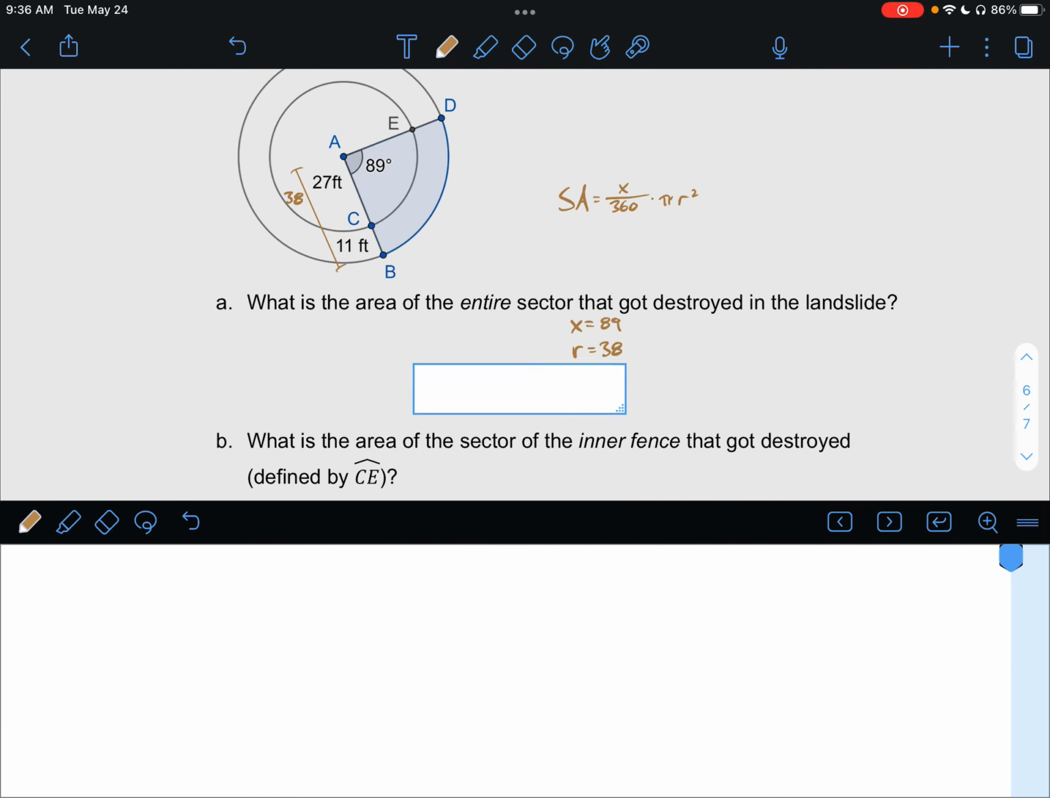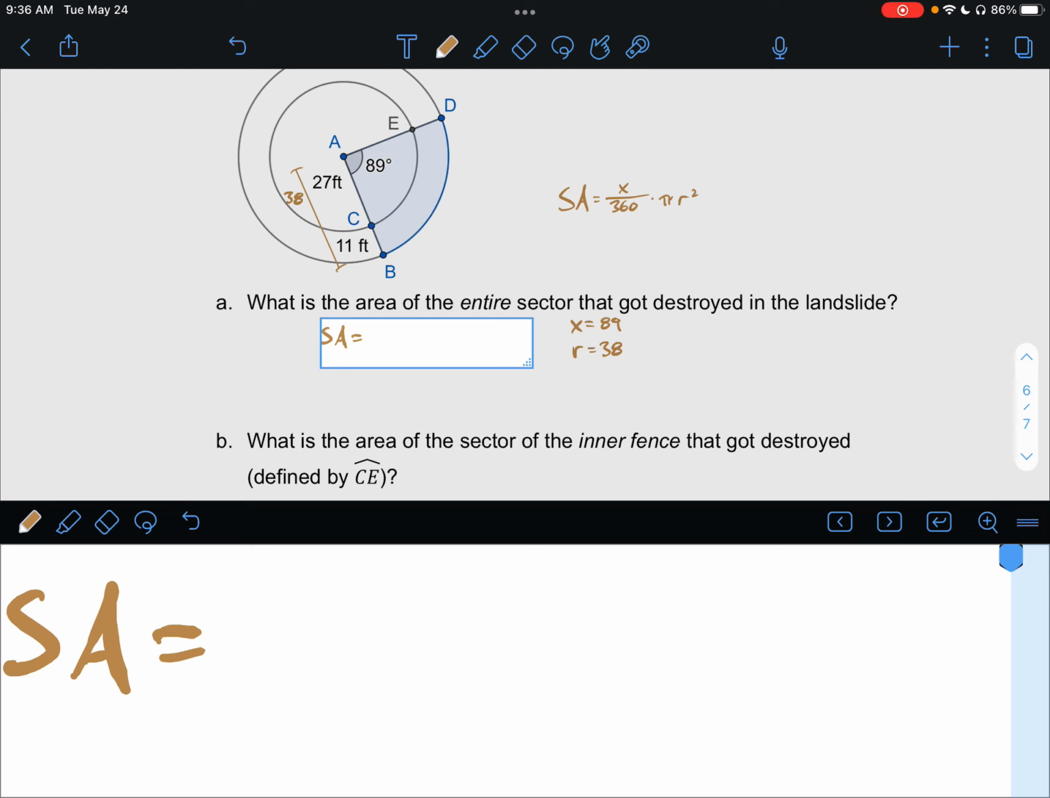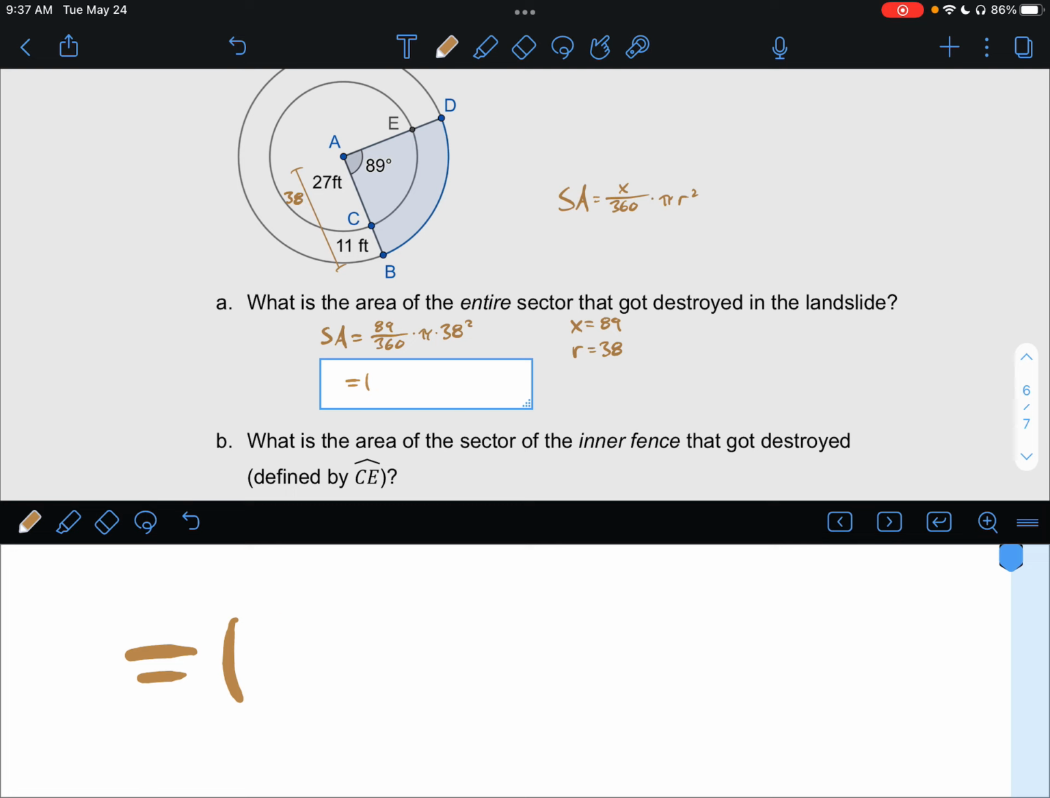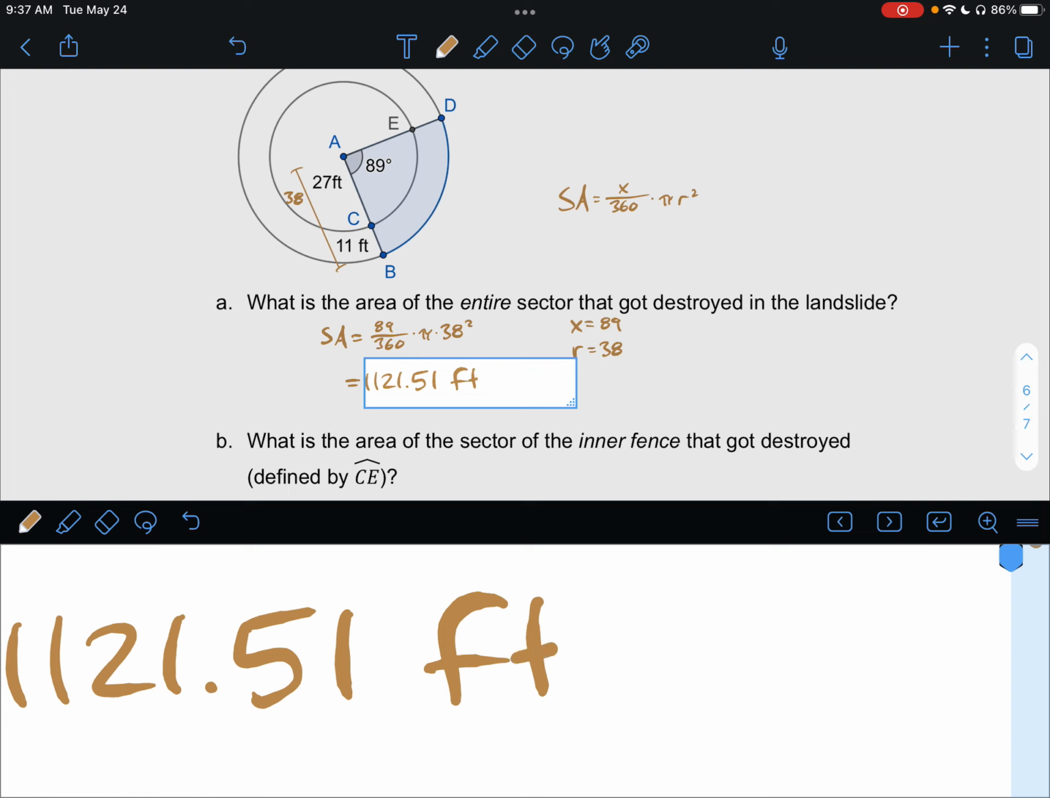I just need to plug this into my formula. So sector area is going to be 89 over 360 times pi times r squared. So r is the 38, so 38 squared. I'm just plugging this in my calculator right now. 89 over 360 times pi times 38 squared equals 1,121.51 feet squared.